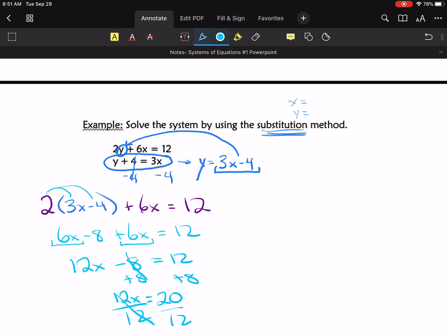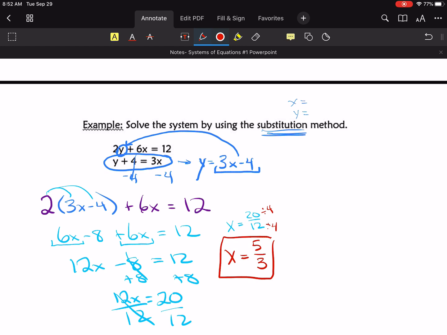So I get x equals 20 over 12. But I need to simplify. So 20 and 12 are both divisible by 4. So x would equal 5 over 3. Now, I want to plug in to one of the original equations, and I'm dividing by 3 on my x, right? It's 5 divided by 3, 5/3.